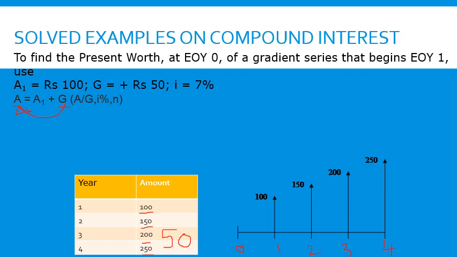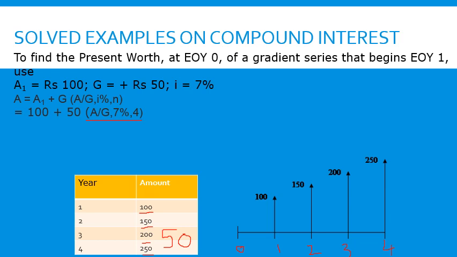So uniform series A is given by A1, that is the first year's flow, plus G, that is the gradient flow, multiplied by A by G comma I comma N. A by G means I am converting this G into A. I is the rate of interest and N is the number of years. So when I substitute these values in this equation, I get A1 as 100 plus G as rupees 50, A by G, that is conversion of G to A, comma 7, comma 4.